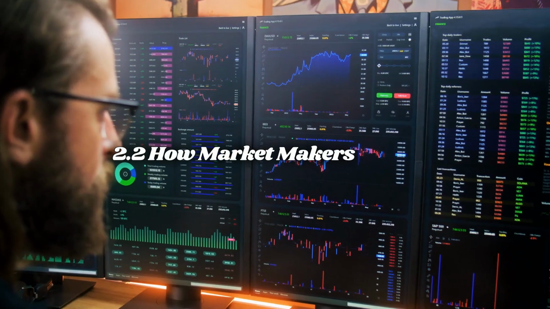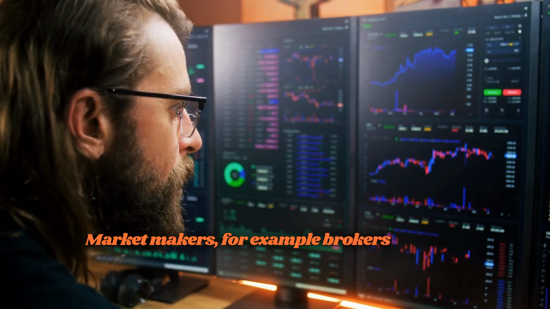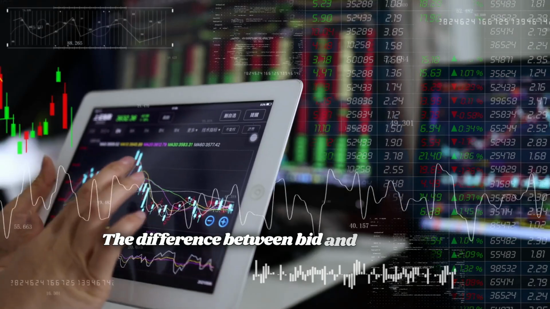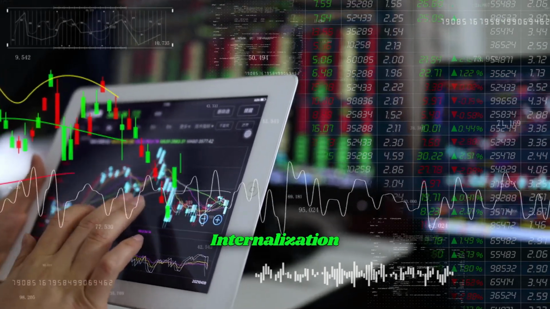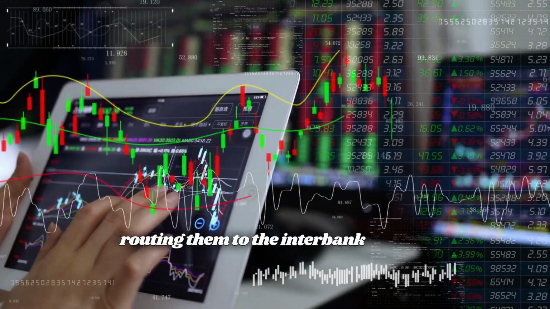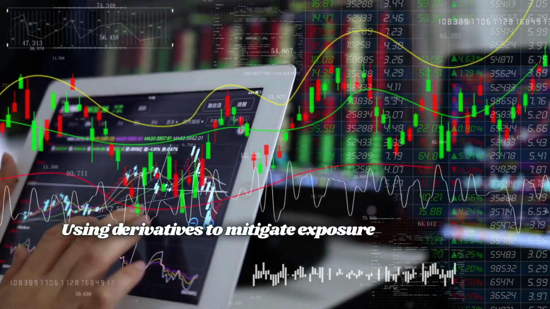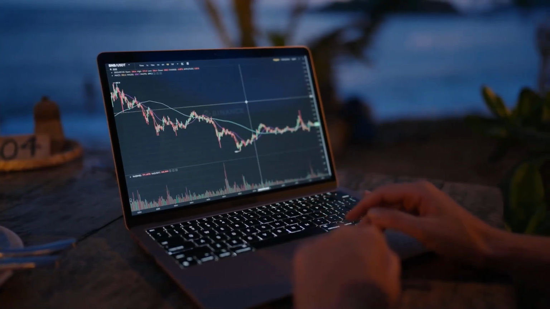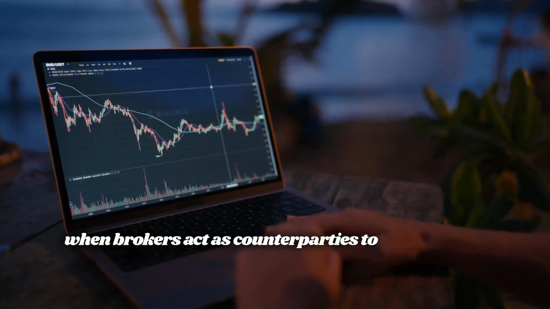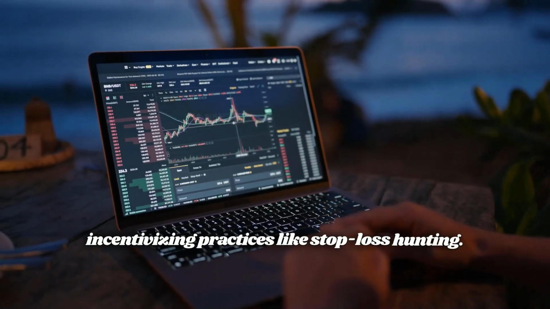2.2 How market makers operate. Market makers, for example brokers, profit by spreads, charging the difference between bid and ask prices. Internalization, offsetting client trades internally rather than routing them to the interbank market. Hedging, using derivatives to mitigate exposure to large client positions. However, conflicts of interest arise when brokers act as counterparties to client trades, incentivizing practices like stop-loss hunting.